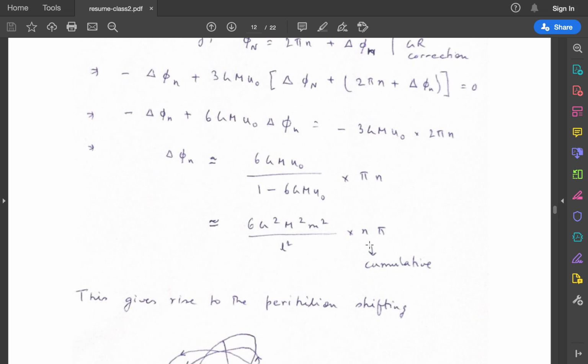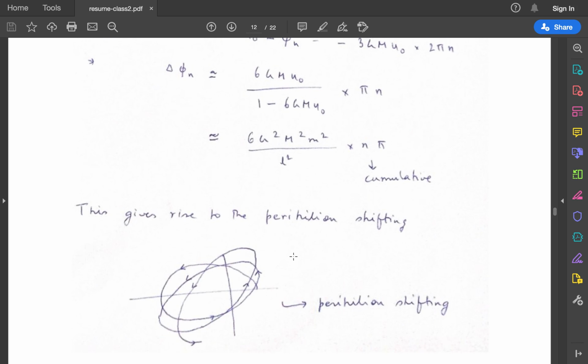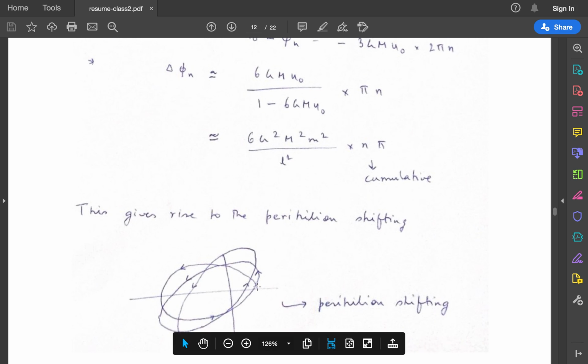What does this mean? For the Newtonian case, the elliptic solutions always remained the same. The particle would move in the same ellipse. However, with these corrections, there is a shift in the perihelion, or the position of the perihelion. This is called the perihelion shifting.